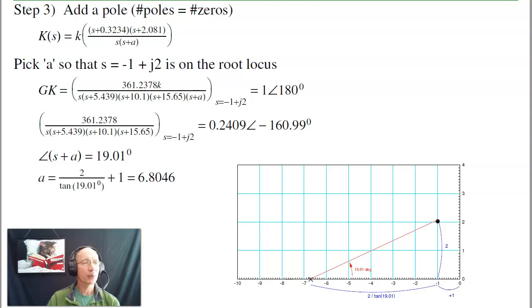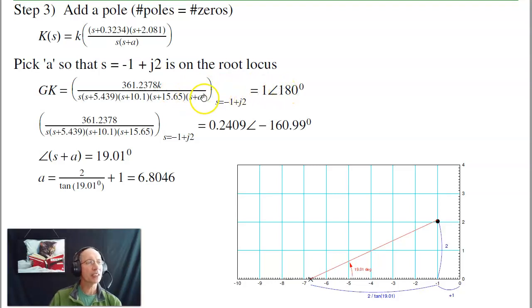The way you do that is use the angle condition. At any spot in the root locus, angles add up to 180 degrees. So this is G times K. I cancel 2 poles, add 1 pole at the origin. The second one, I don't know where it is, but it's wherever it takes to make the angles add up.